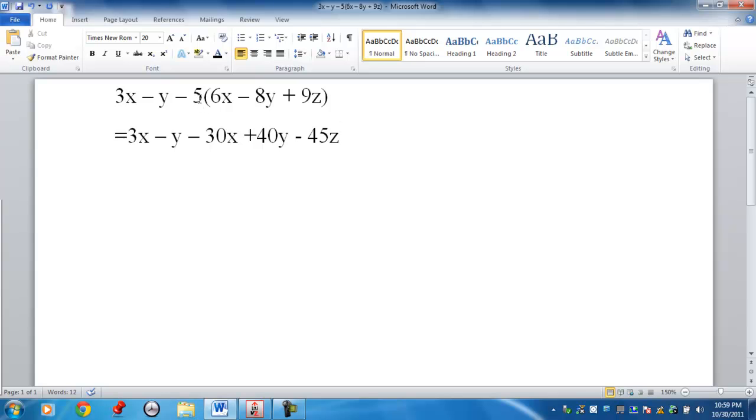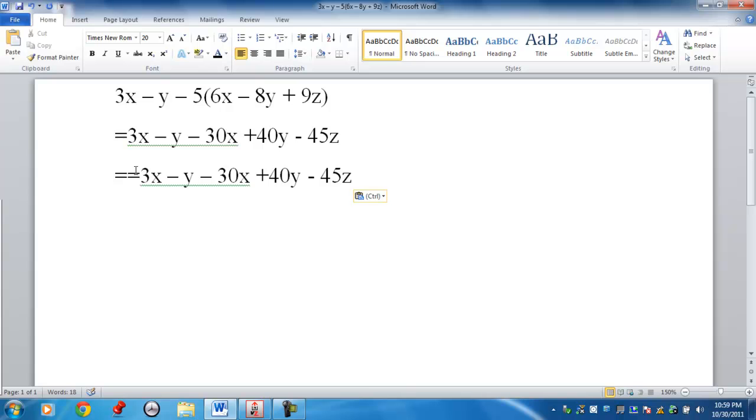Okay, so in our first step, what we did was we just used the distributive property, multiplying the 5 to each of these terms, multiplying 5 times the 6, taking the negative 5 times the negative 8, taking the negative 5 times the positive 9. Next thing we want to do is combine our like terms.